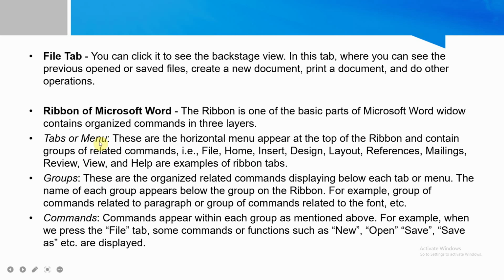Remember, the ribbon is above the menu part, and they can also be considered as the tabs or the uppermost layer of the commands in the MS Word window. So groups are the organized related commands displayed in each tab or menu, and the name of each group appears below the group on the ribbon. For example, the group of commands related to paragraph, and so on. And also the commands that appear within each group as mentioned above.